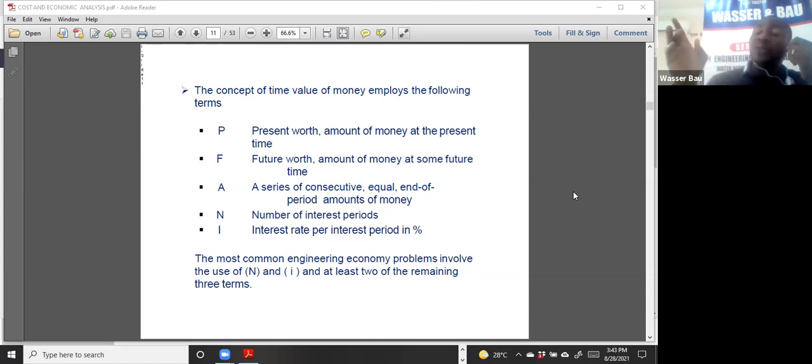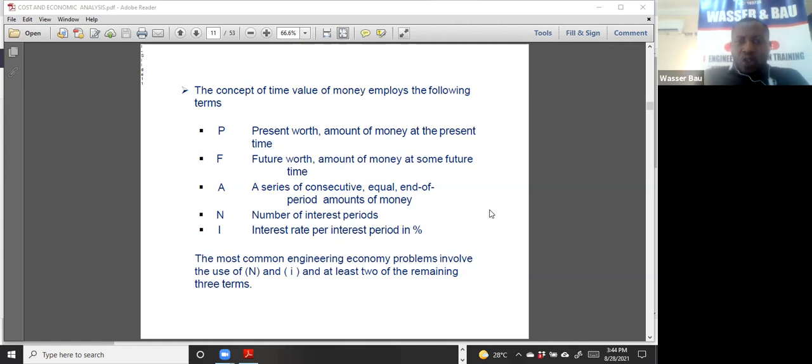So every question about energy, about what we're doing, must involve one of these 5. Any figure that you are given must come into one of these. The most common engineering problems involve the use of I and N, and at least 2 of the remaining 3 items. So what we're saying here is that any problem that you are to solve will always involve the number of years and the interest rate. Those 2 are always established. Those 2 are always there.